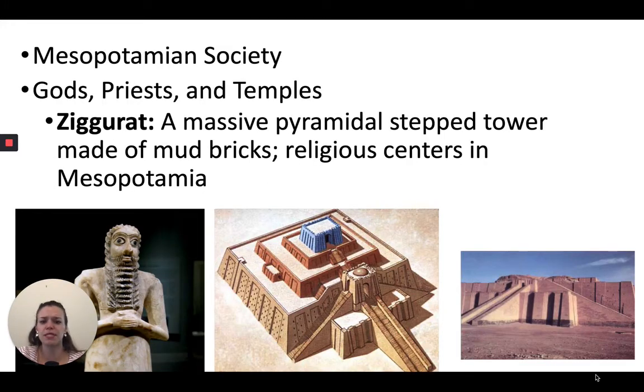So let's talk about Mesopotamian society in general. We see at the center of every Mesopotamian city-state is going to be a ziggurat. You can see it pictured there on the screen. It's a large pyramid-like structure. It's the temple. So in Mesopotamian religion, there was a separate god for every city-state. And the gods were anthropomorphic. That means they were like humans. They had the same needs as humans.